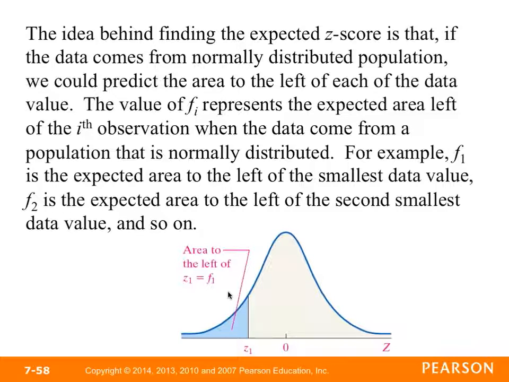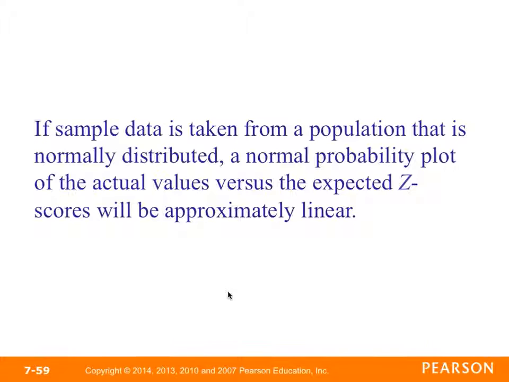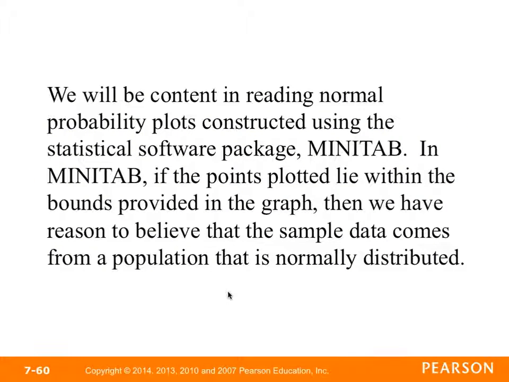So for example, f sub 1 is going to be the expected area to the left of the smallest data value. F sub 2 is going to be the expected area to the left of the second smallest value, and so on. So if sample data is taken from a population that is normally distributed, then this normal probability plot that we're creating of the actual values versus the expected z-scores is going to be approximately linear. So we're going to be content in reading normal probability plots that are constructed using Minitab. You could also, I believe, do this using StatCrunch.